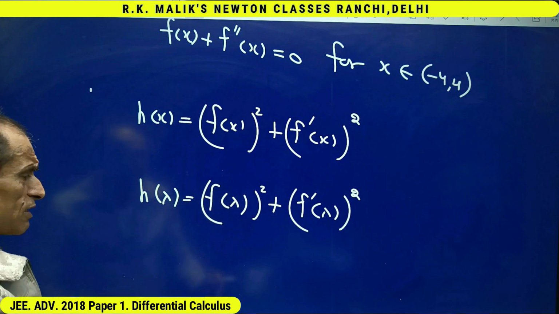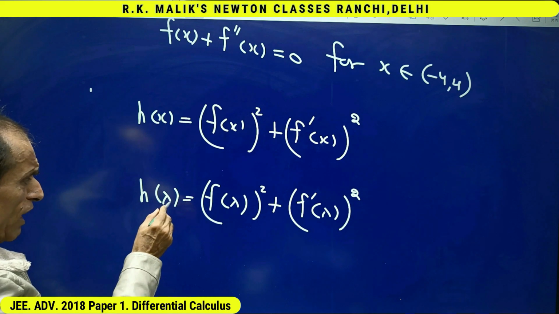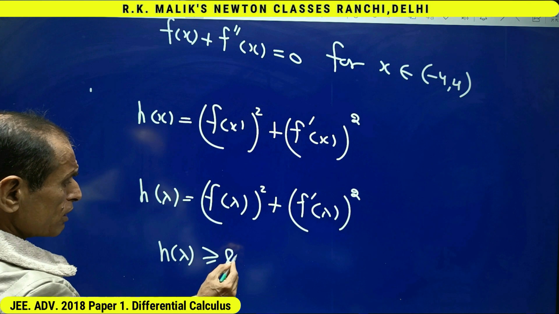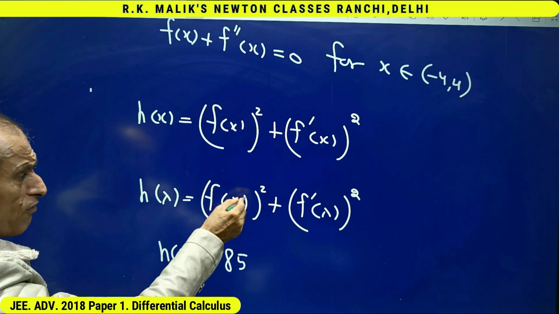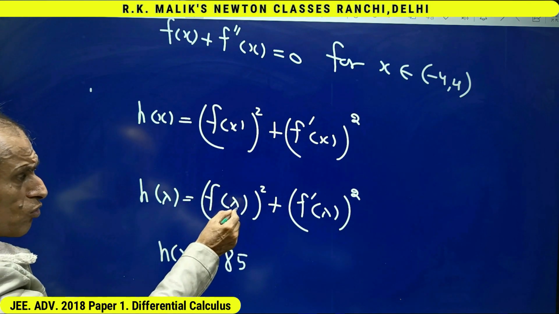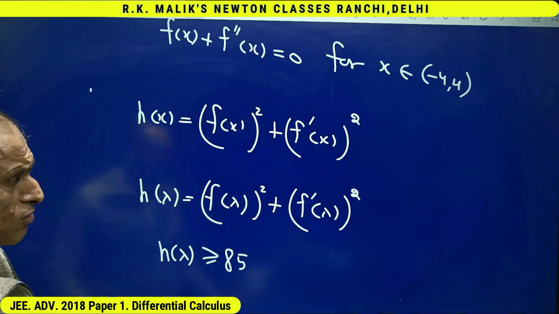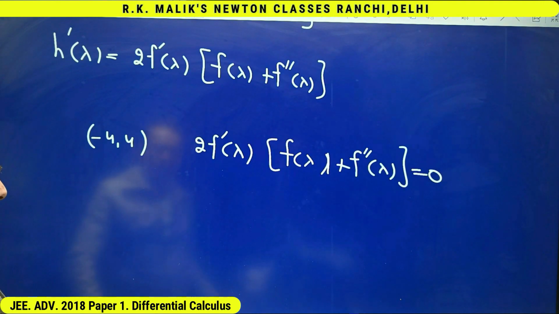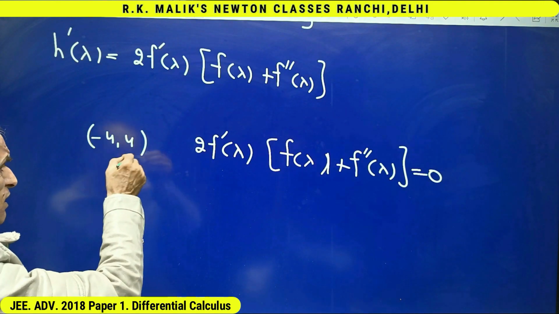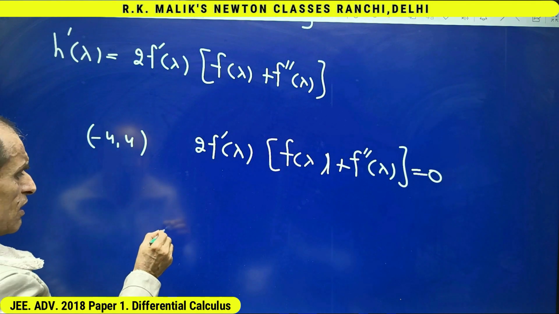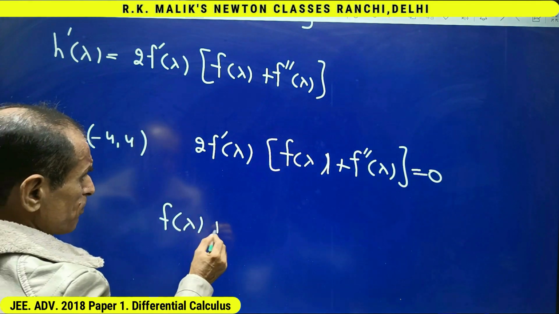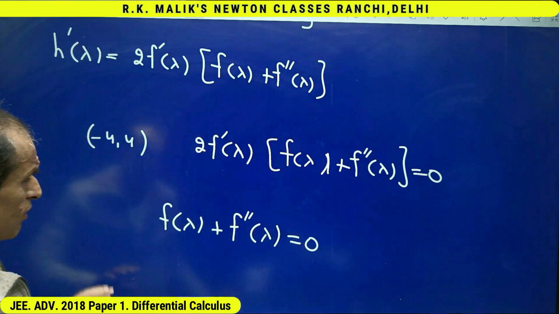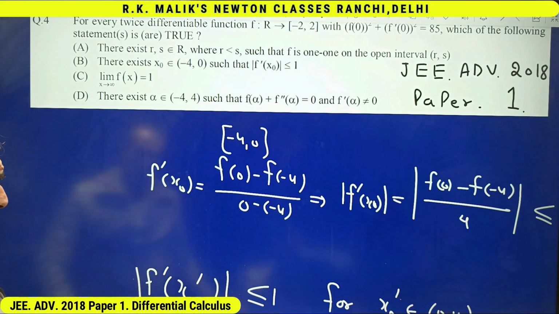it will mean that h lambda is equal to f lambda square, but we know that the value of h lambda is greater than or equal to 85, and the value of this is less than or equal to 4. Hence we will be reaching a contradiction if I take f dash lambda as 0. Hence I can say there is a number lambda in this interval such that f lambda plus f double dash lambda is 0. Hence I can say D is the correct choice.